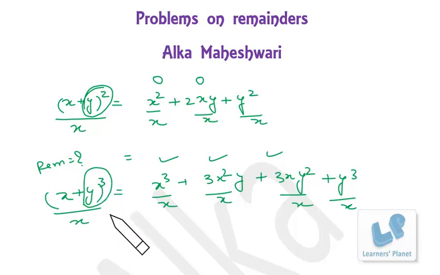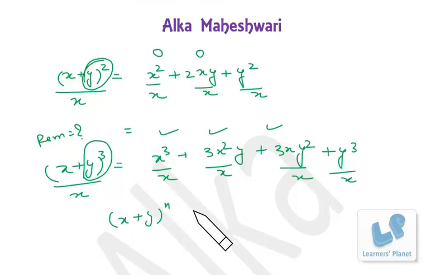This is basically a binomial concept, precisely the binomial theorem. If it is x plus y raised to n, there will be n plus 1 terms in this expansion, and all the terms will be multiples of x except the last term, that is y raised to n.